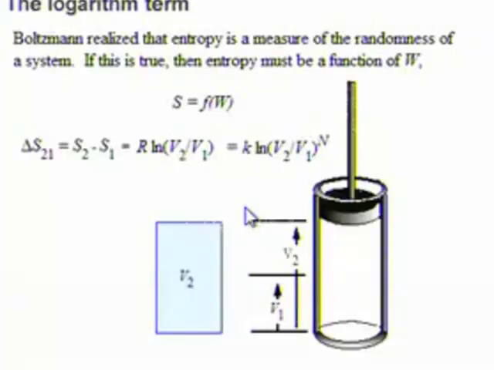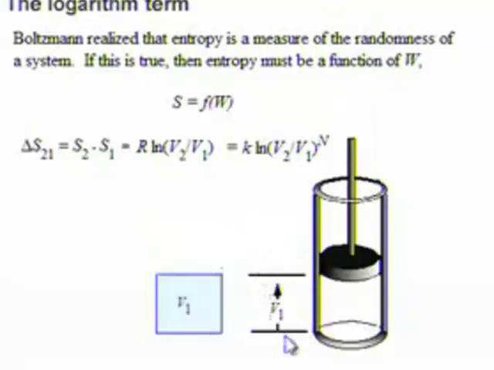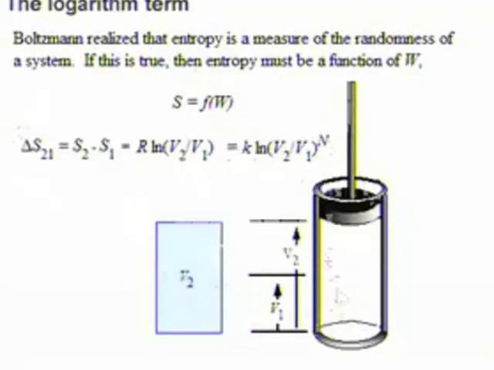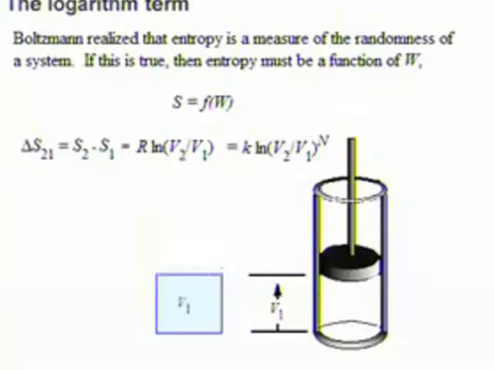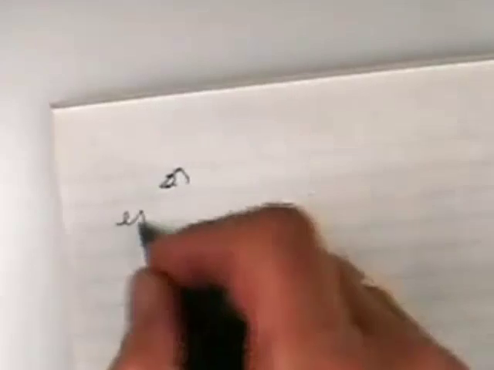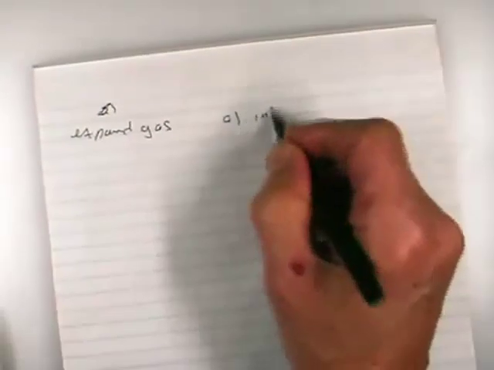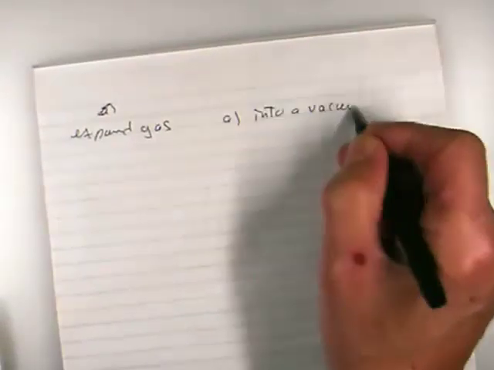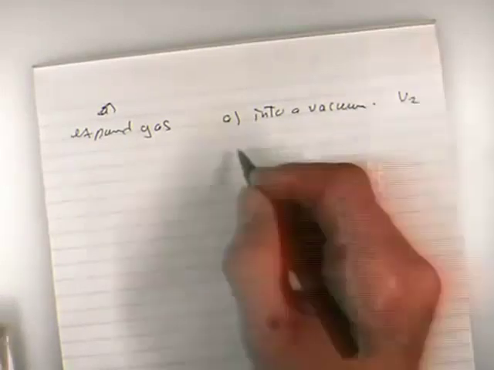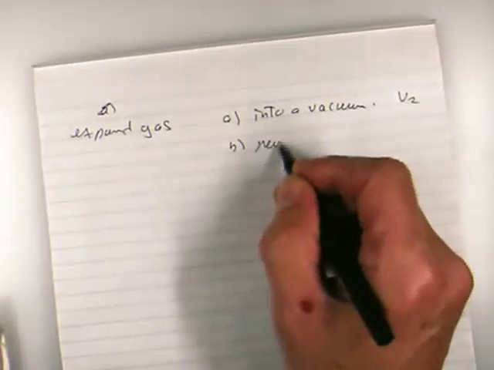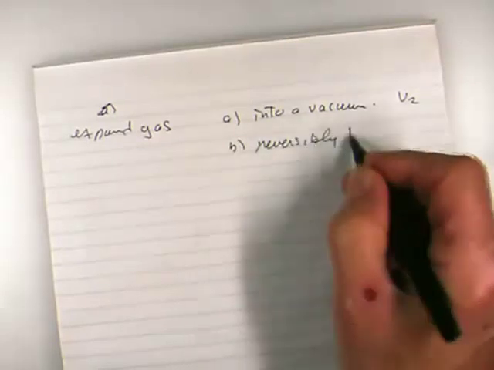So in this particular example here, what I'm going to do is we're going to talk about what happens when you go from volume 1 to volume 2. And we can do it reversibly, we can do it irreversibly. But I just want to see and relate now an expansion of a gas to the statistical entropy term. So let's expand a gas. It's always an ideal gas. A, into a vacuum to V2. And B, reversibly to V2.